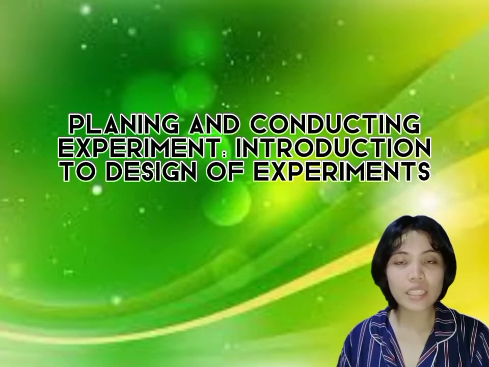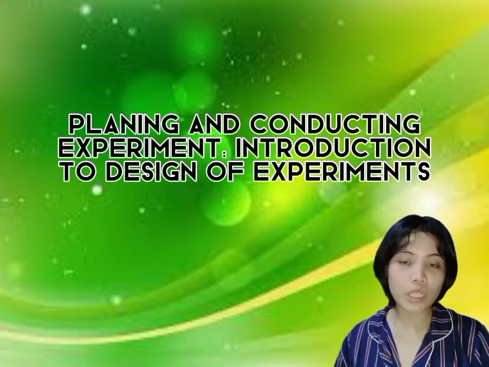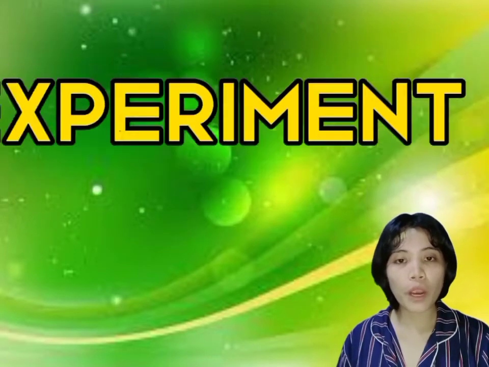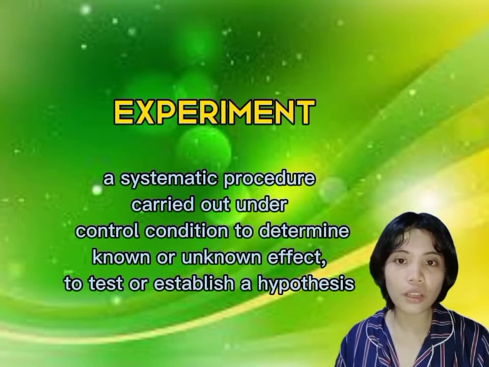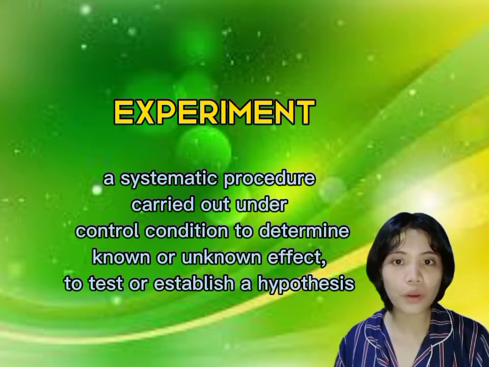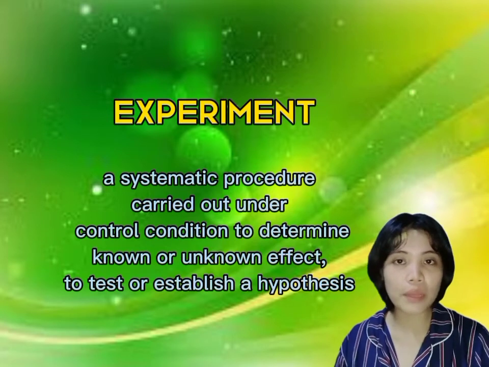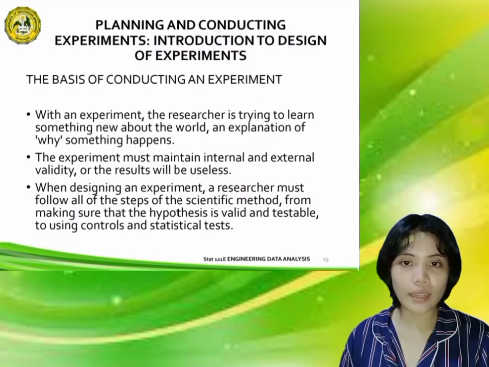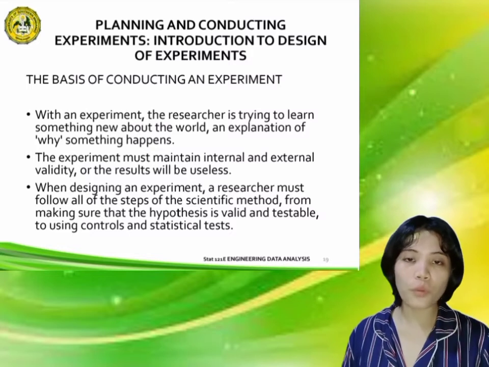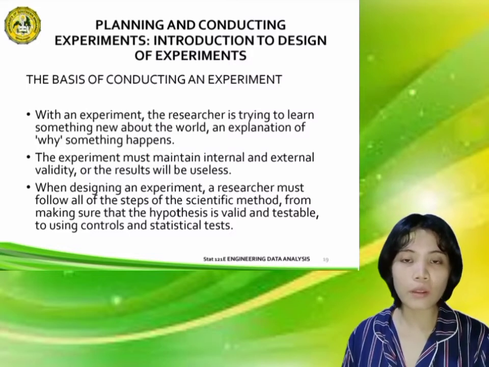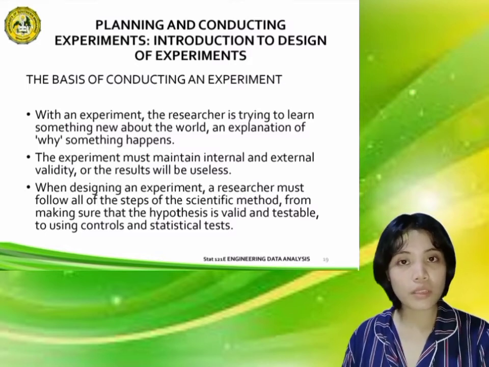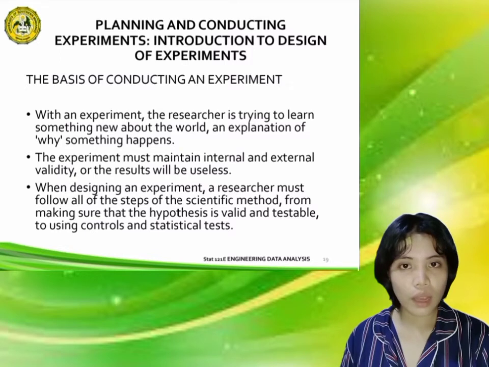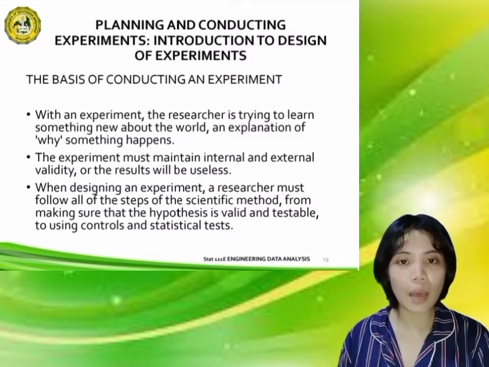Planning and conducting experiments. Introduction to design of experiments. An experiment is a systematic procedure carried out under controlled conditions to determine a known or unknown effect, or to test or establish a hypothesis. There are 3 bases for conducting an experiment. First, the researcher is trying to learn something new. With an experiment, the researcher is trying to learn something new about the world, an explanation of why something happens.